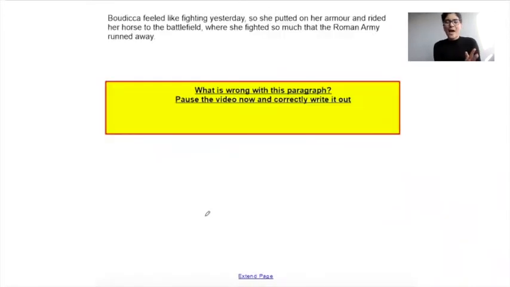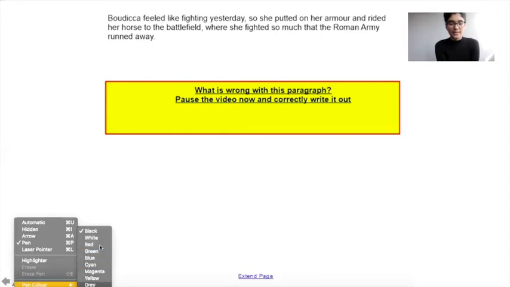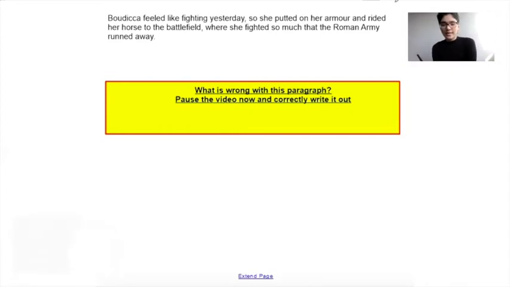Let's have a look at this paragraph or this sentence. Boudica feeled like fighting yesterday, so she put it on her armour and rided her horse to the battlefield, where she fighted so much that the Roman army runned away. What is wrong with this paragraph? I would like for you to pause the video and correctly write it out. Now, let's see if we can write this out together. This is how I would write it.